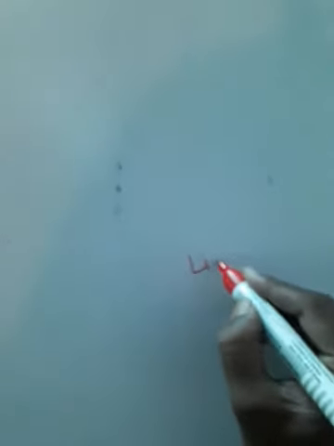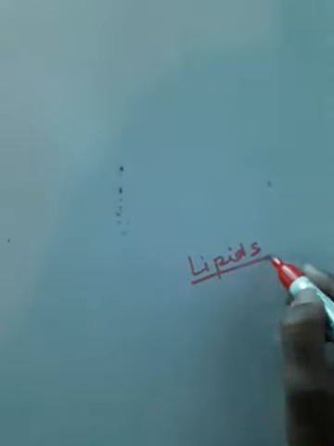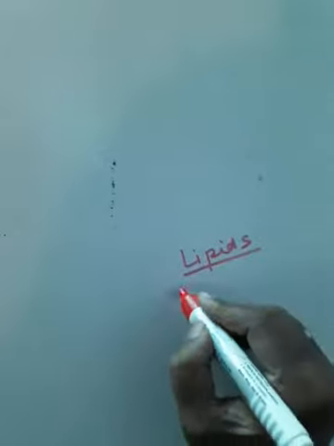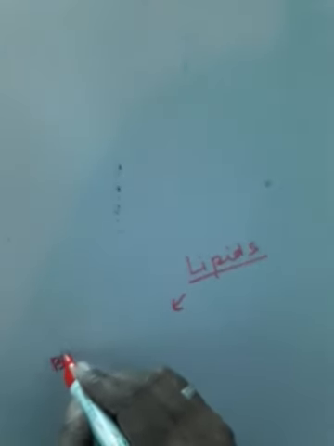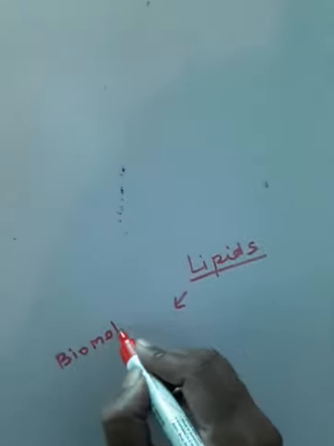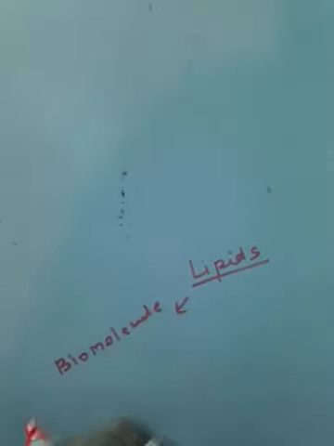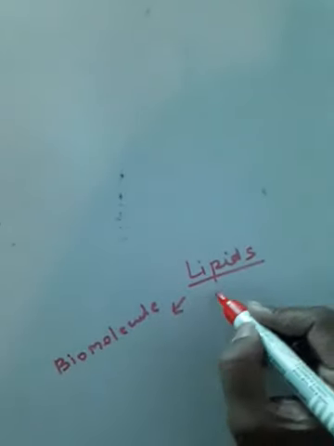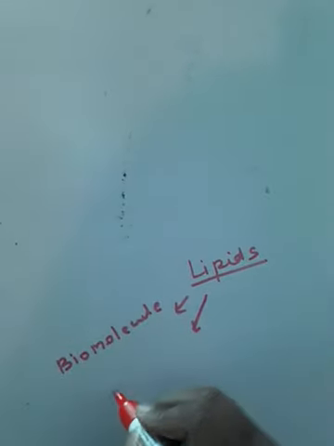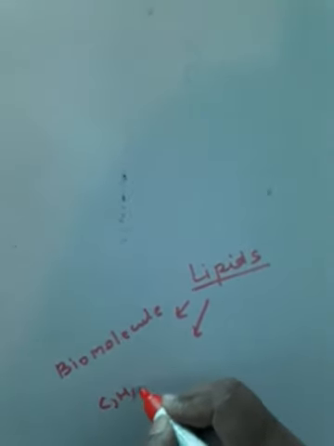So hello friends, today we are going to discuss lipids. Lipids are biomolecules. First point is that it is a biomolecule. Second point is that it is made up of carbon, hydrogen, oxygen, and in some, nitrogen and sulfur are also present. So this second point is very important.